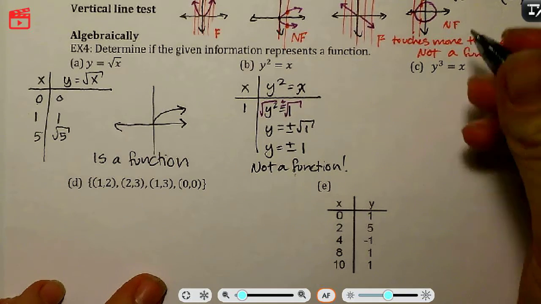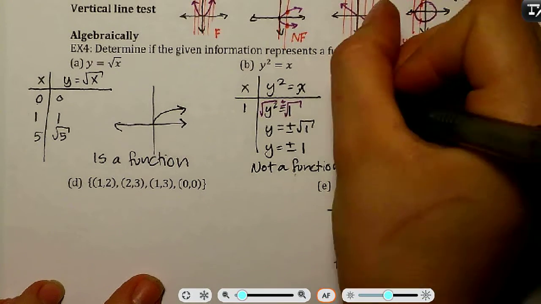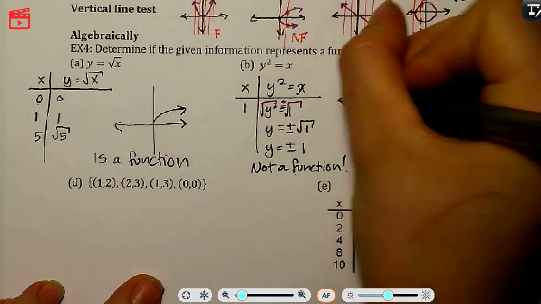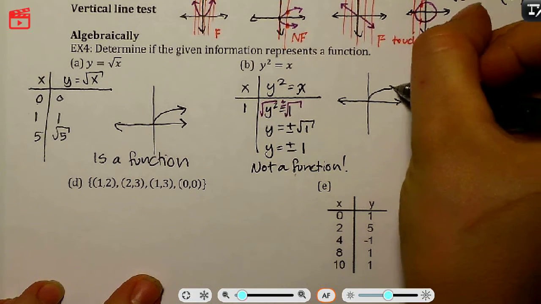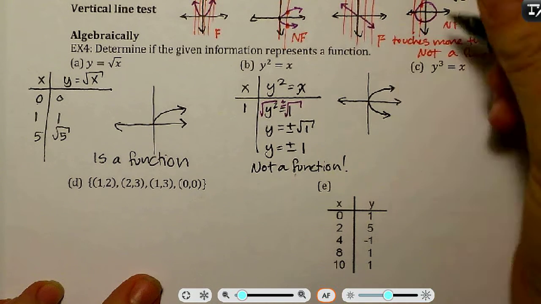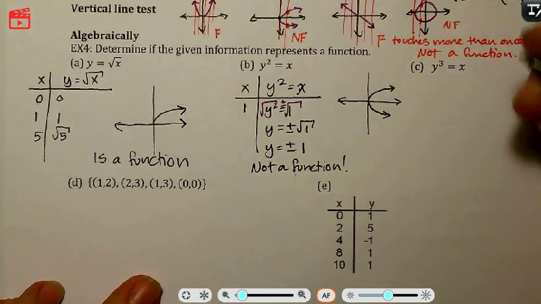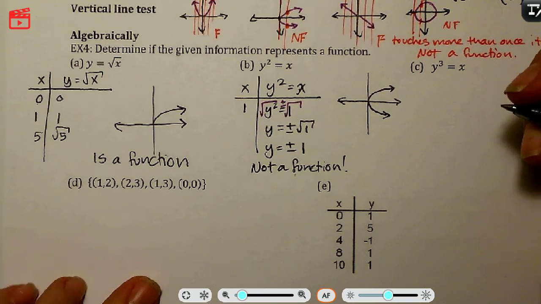If you were going to check the graph for this, if you plugged that into your calculator, you'll notice it comes out to something like that. And if I dropped a vertical line, it would hit more than one place.